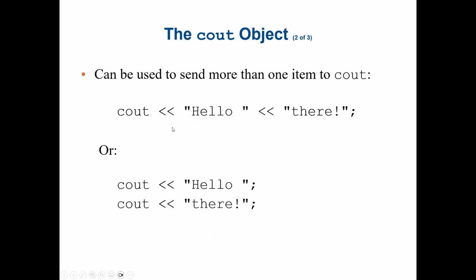So here we say the insertion operator can be used to send more than one item to cout. So here you can see we have cout, again the insertion, hello, then another insertion there. That works, or we can have cout on two different lines. So both of these two statements are the same. They both work.